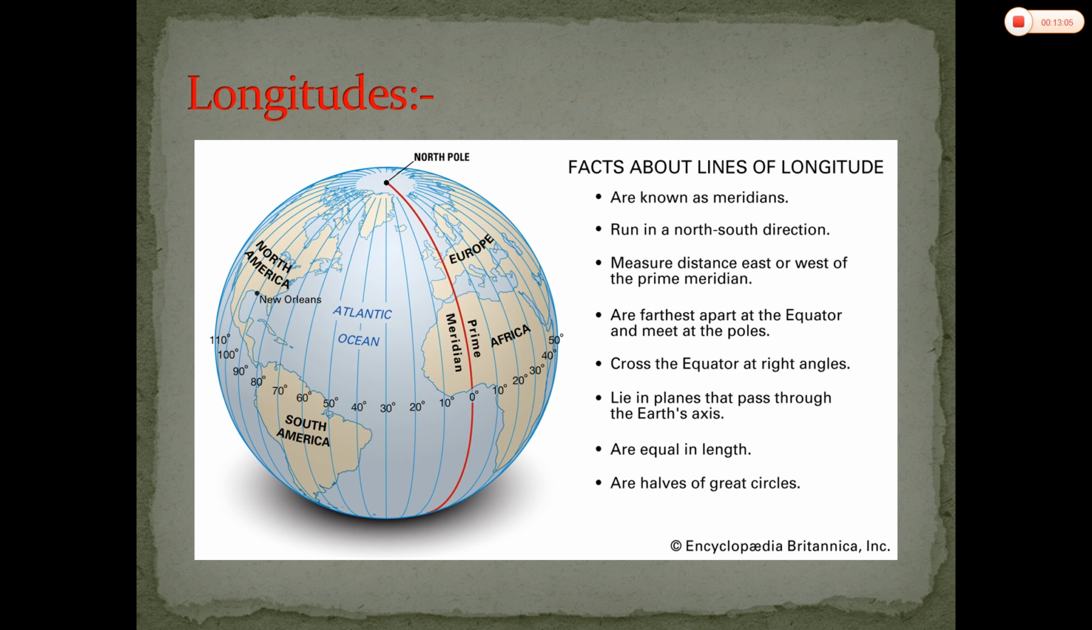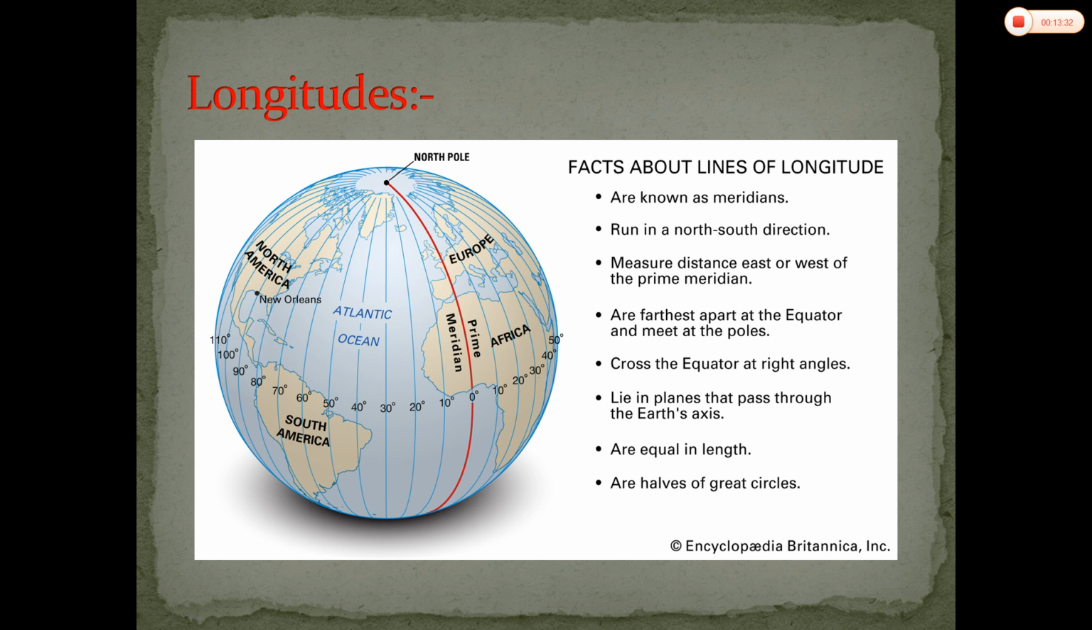So when we measure the distance east or west, this distance we measure right from the prime meridian. This red line that is shown here, of 0 degree, this meridian is called the prime meridian. As you go eastward or westward from this prime meridian, the distance is measured basically from this prime meridian.